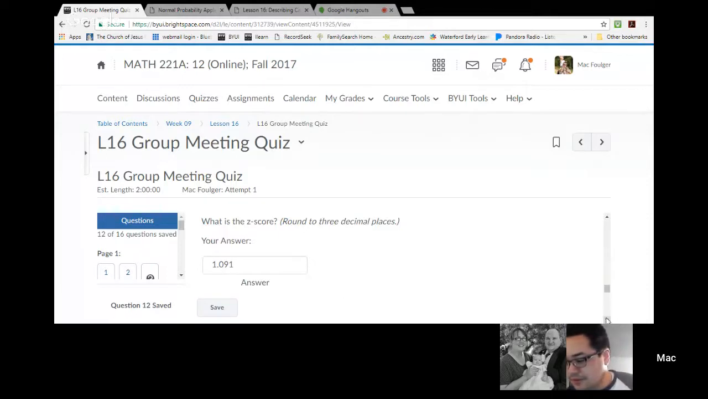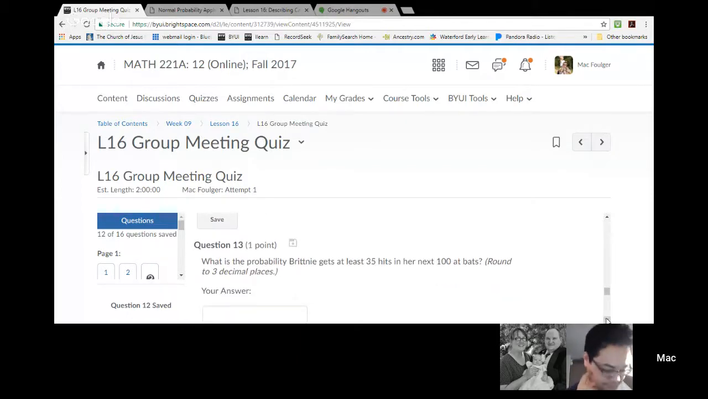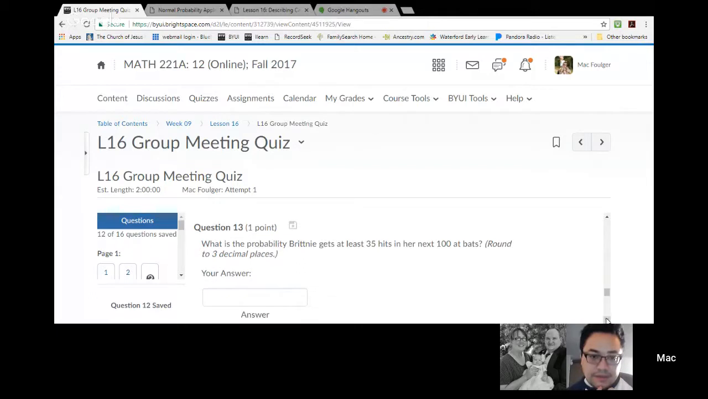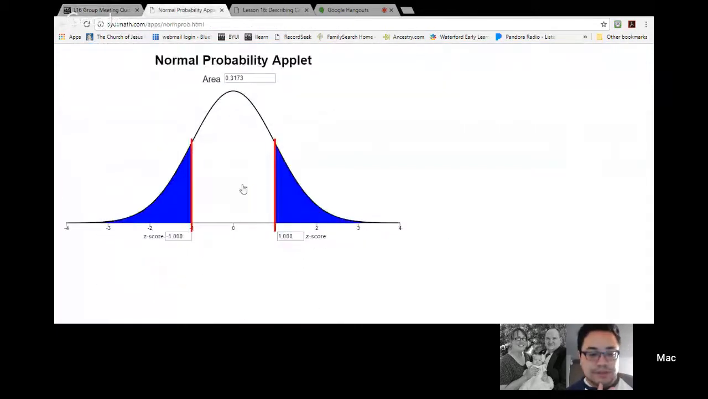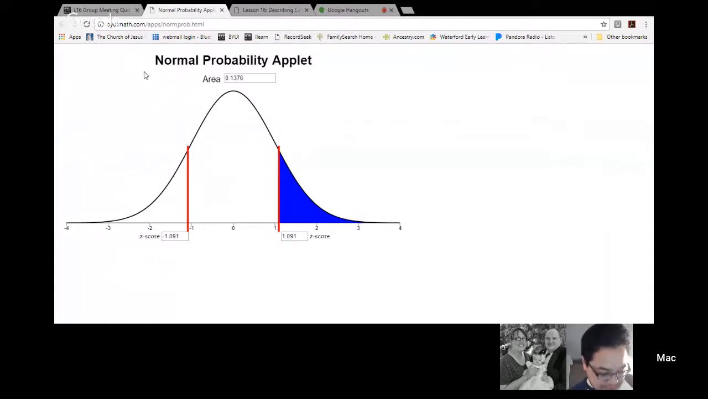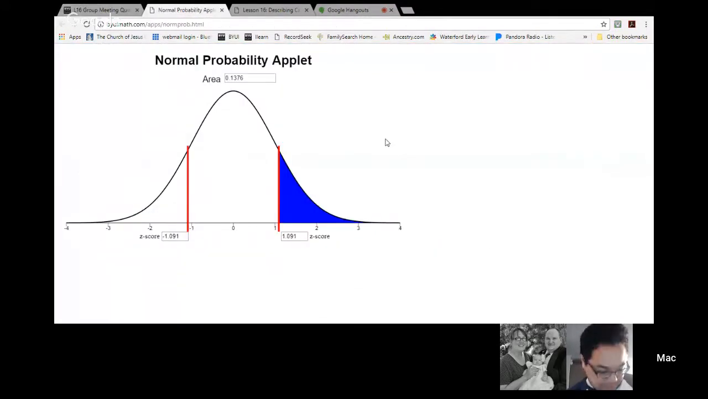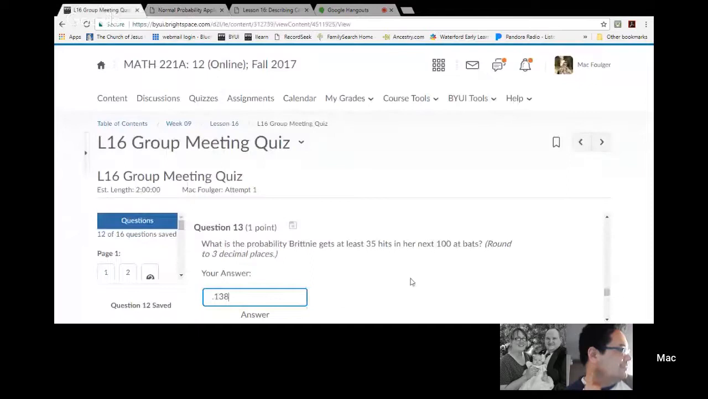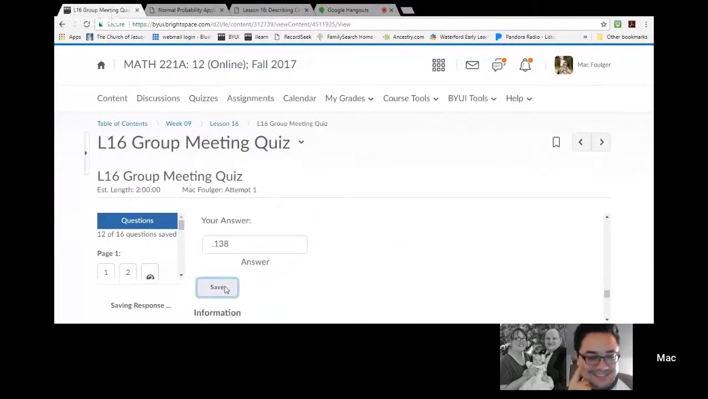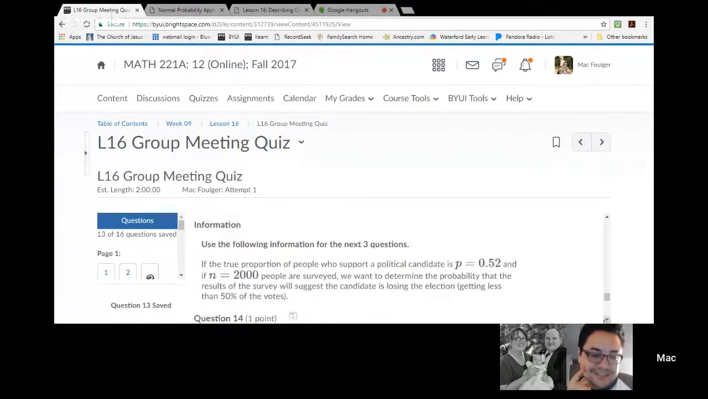And then, oh boy. What is the probability Brittany gets at least 35 hits in her next 100 at-bats? Okay, Mac, I think you're the only one who has the normal probability app open. That look right to you guys? Yeah, 0.138. Sorry, I put the decimal in the wrong spot and freaked out for a second.